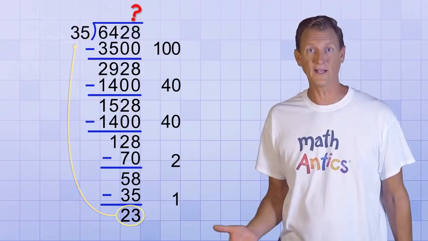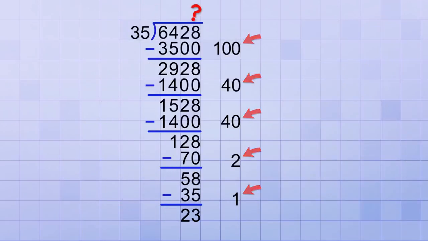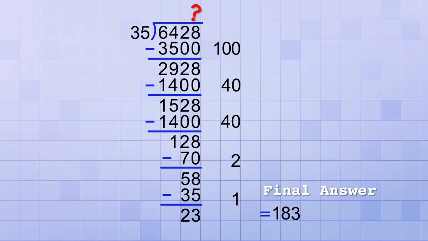But what's our final answer? To get it, we need to add up all the partial answers. 100 plus 40 plus 40 equals 180, and 180 plus 2 plus 1 equals 183. So our final answer is 183 with a remainder of 23. Wow, that still seemed like a lot of work.